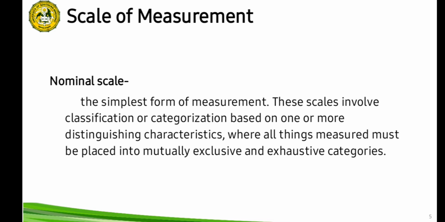Examples of this are gender, marital status, college major, and blood types. Those are the examples of nominal scales. These variables can only have two values, and individual test items may also employ nominal scaling. It includes yes or no responses.